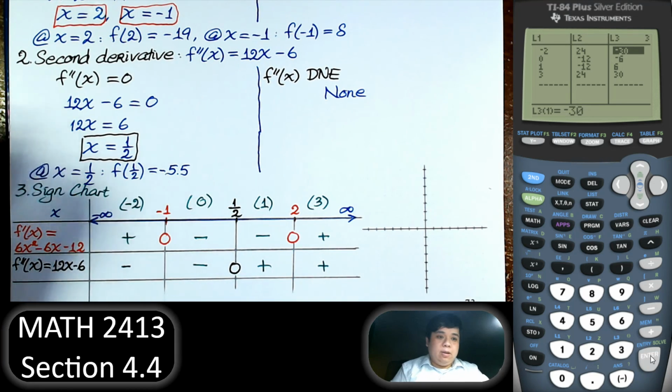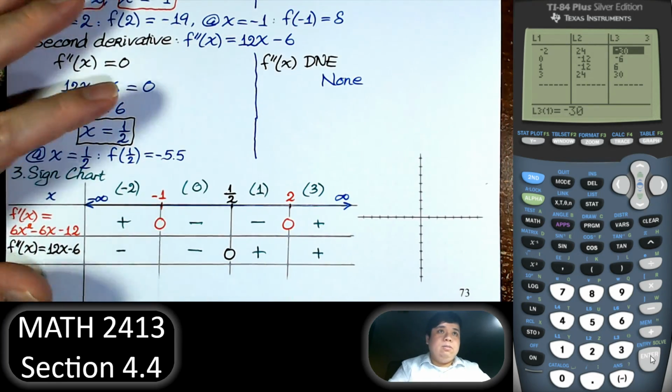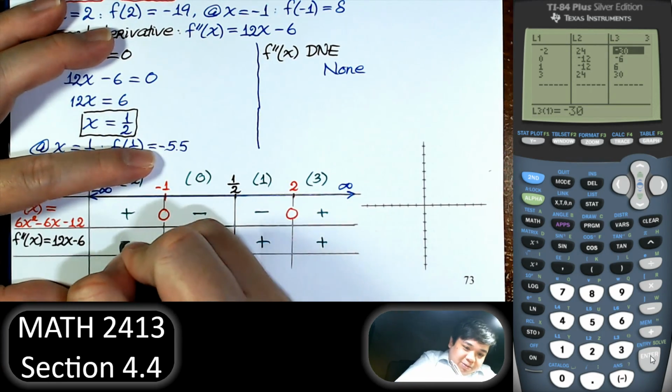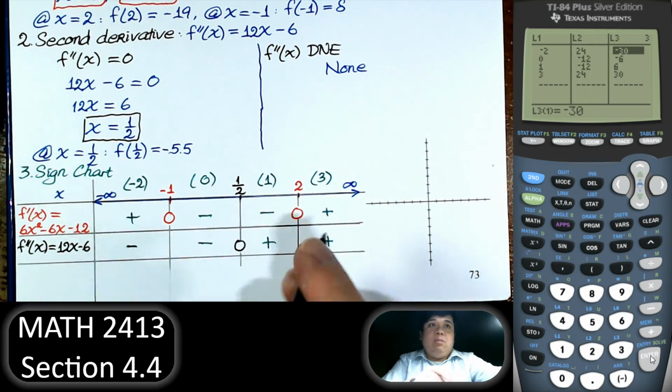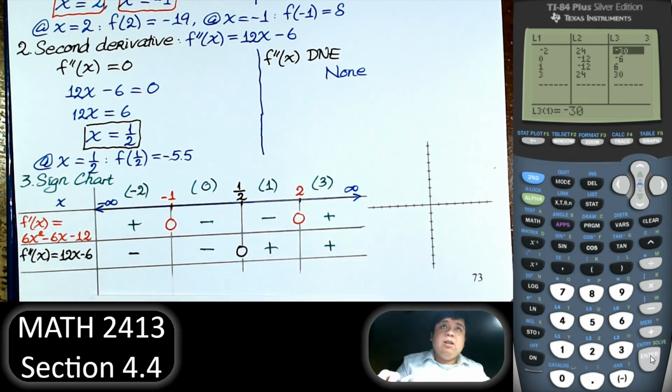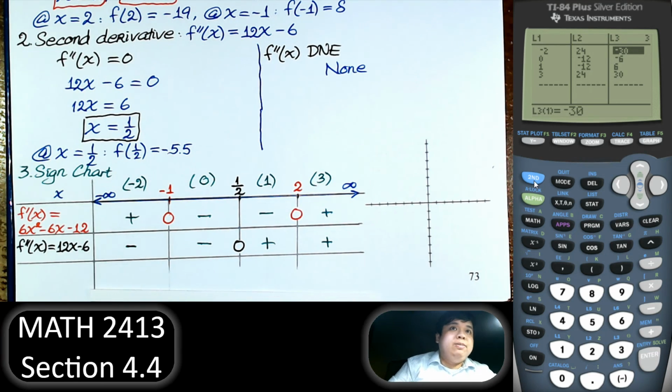Right. Sorry, I might not see. Hopefully we have that. Right, so that is the sign chart.